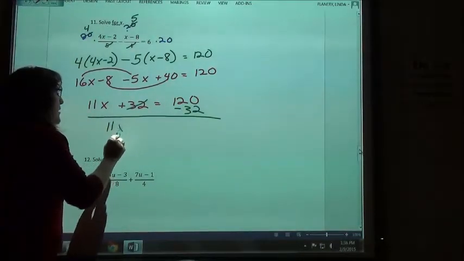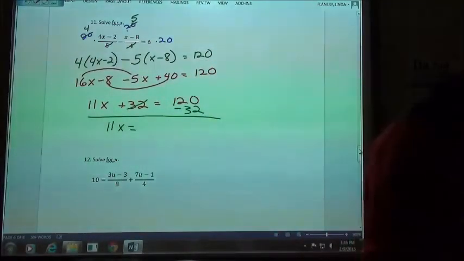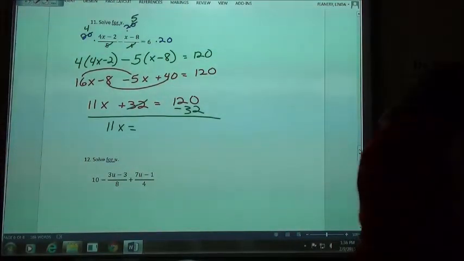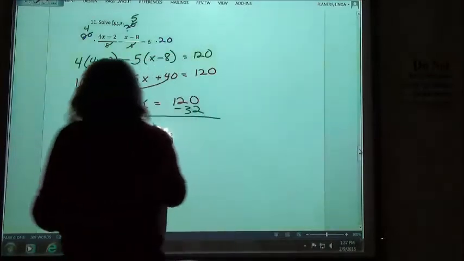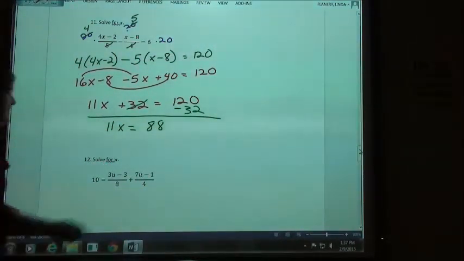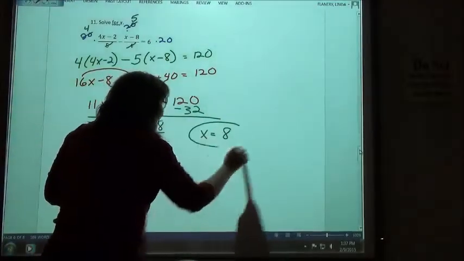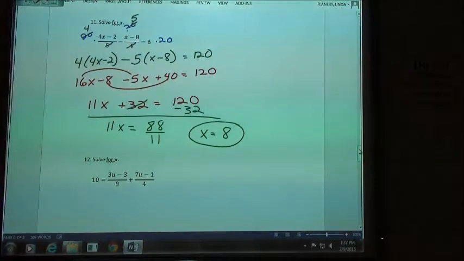So 11x is going to equal 120 minus 32. 88. Well, that answer sounds better. Because now when I divide by 11, x is going to equal 8. And that's what should happen. You should come up with a nice whole number answer. If you're not, there's a mistake somewhere in the problem. That's why I think she must have typed something wrong on that first one, because we didn't get a nice whole number answer and I couldn't find where we made any mistakes.